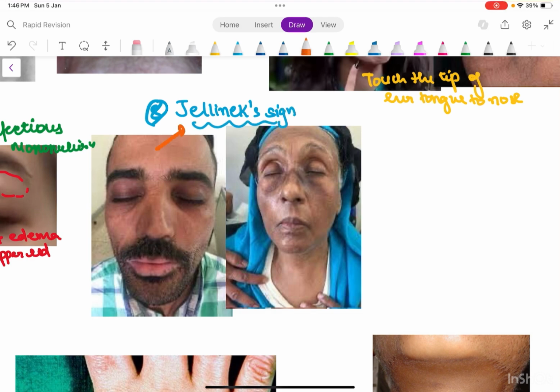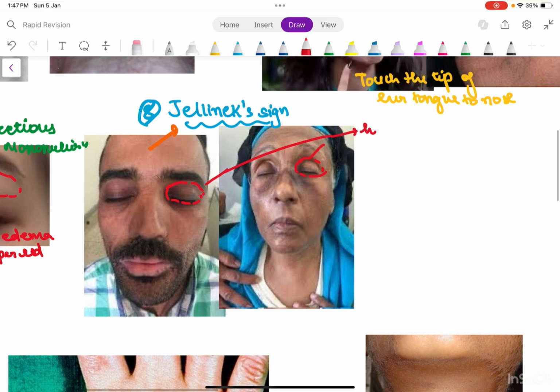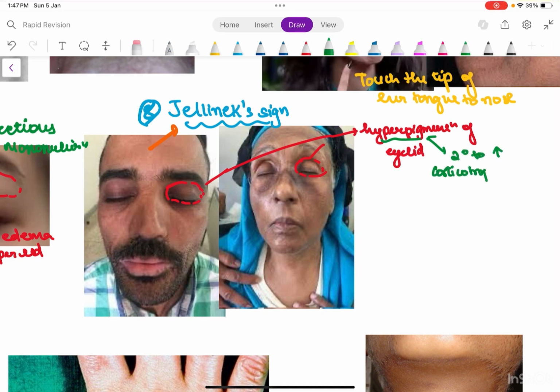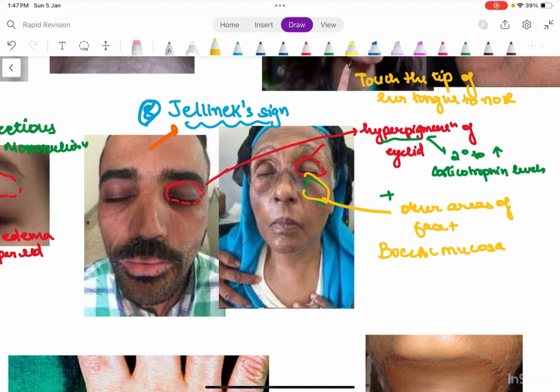Now, what is in Jelenic sign? Suppose this man's name is Jelenic. Now, what is the characteristic is that you can appreciate the eyelid of this lady and of this man too. What both of them have in common is that they have the hyperpigmentation of eyelid, right? Now, this hyperpigmentation is secondary to the raised corticotrophin levels. This can occur in other areas of face positive, but buccal mucosa negative. It does not occur on buccal mucosa.